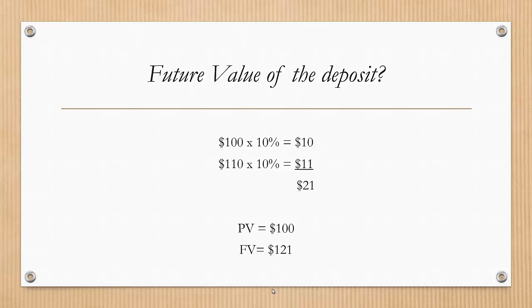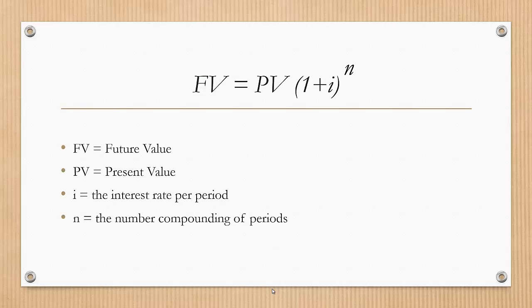But what if our interest was compounded monthly for 2 years? Well, again, we're not going to find a bank that will offer 10% interest compounded monthly for 2 years, but just play along. We would need this equation here. Future value equals present value times 1 plus I to the power of n. So we know future value is expressed as FV, present value is PV, I is our interest rate per period, and n is the number of compounding periods.